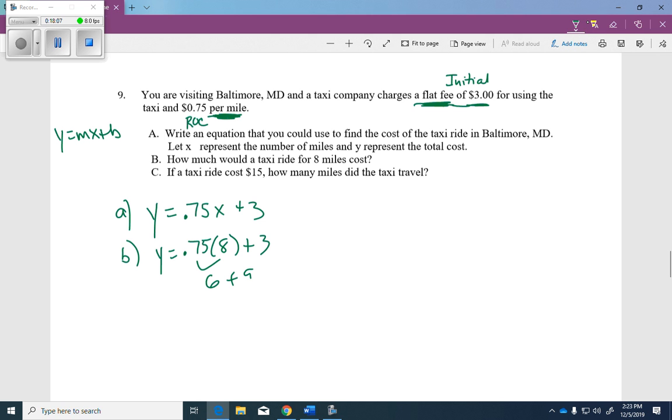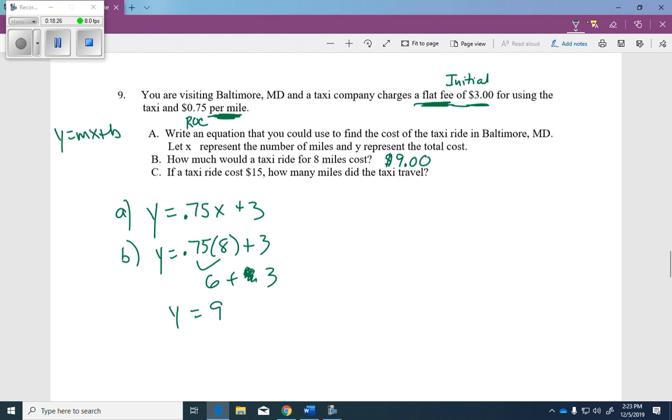So you get 9. And remember, it's a cost. How much would a taxi ride for 8 miles cost? It would cost $9.